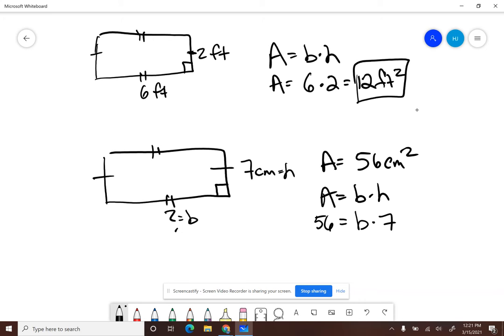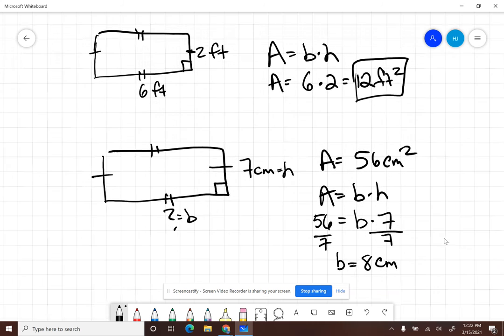So now I'm really looking for B. Well, how do I undo B times 7? I've got to do the opposite, or the inverse, which is to divide by 7. So really all I'm doing is taking this area that they're giving me, and I'm dividing out whatever one side I have. And you'll notice what that gives me is 8 centimeters. So that means this has to be 8 centimeters. So again, that's kind of an example of what you're going to be doing. You're going to have both types of these problems as you move through your practice.